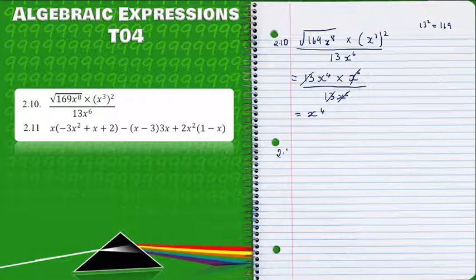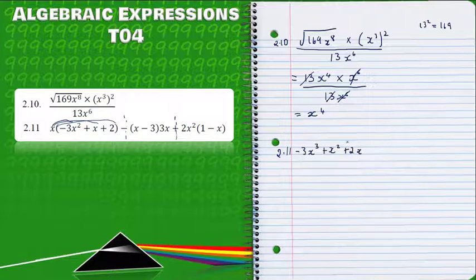Now for 2.11, here we have a lot of multiplication to do, but let's just break it up first, just to get a mental image. So this is one term. So you can multiply that out, and then we've got another term over here, and we've got another term over here. So let's take that one at a time. If I multiply out the x, I get negative 3x to the power of 3 plus x squared plus 2x. All right, that was easy enough.